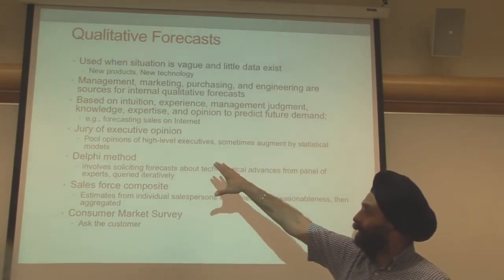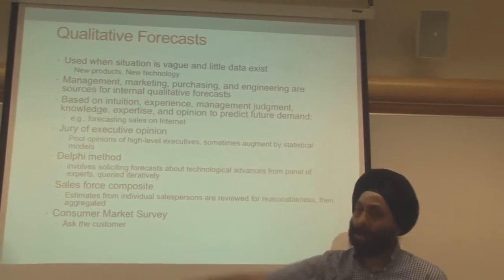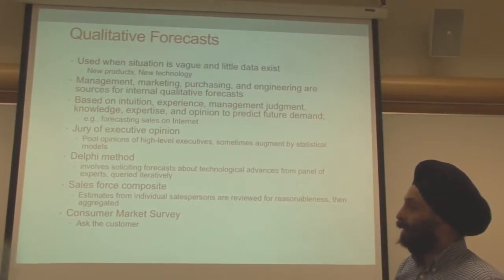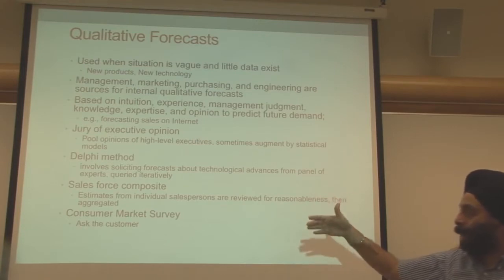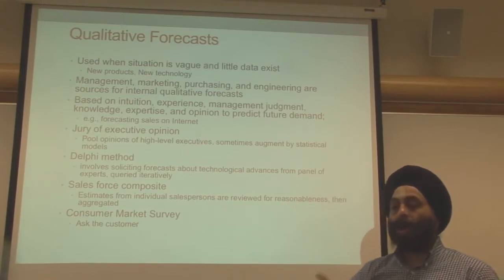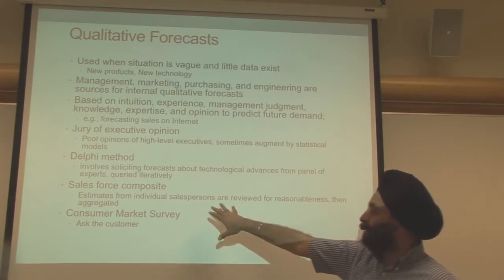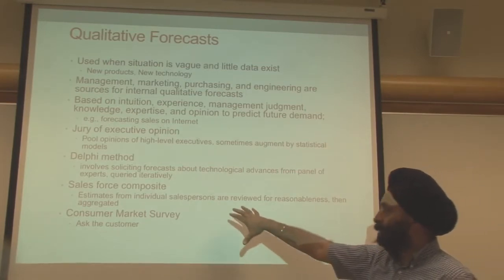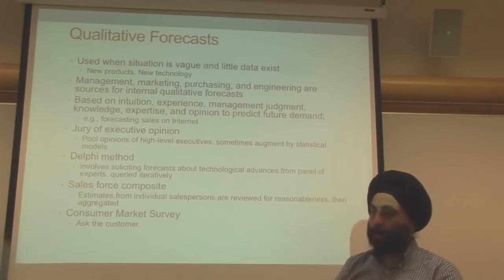So in this case, jury of executive opinion, which pools the opinion of high-level executives, sometimes augmented by a statistical model, but in most cases it's still an opinion. The Delphi method is also used extensively in qualitative forecasts, which involves soliciting forecasts about technical advances from panels of experts, and then these are queried iteratively, again and again, till we have some sort of consensus building going on. Salesforce composite is another way of arriving at a qualitative forecast, where estimates from individual salespersons are reviewed for reasonableness and then aggregated, composited together.